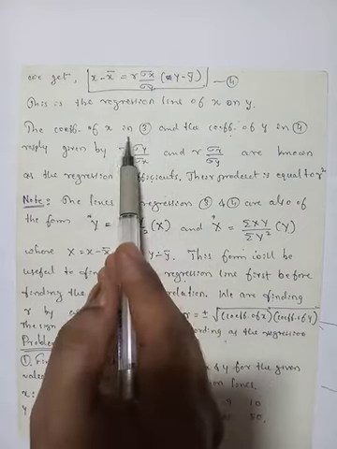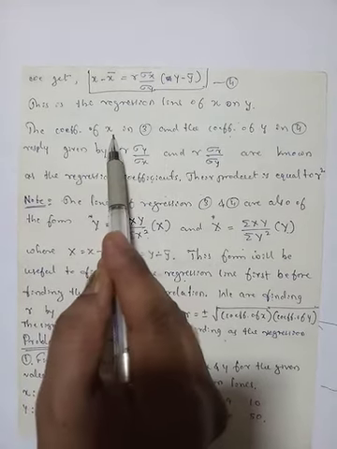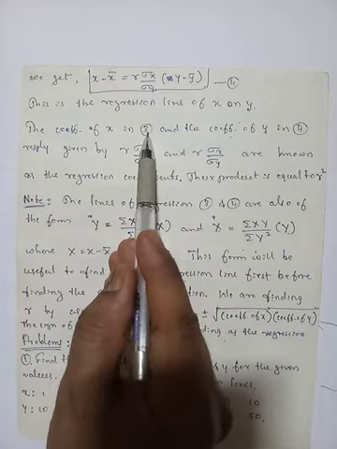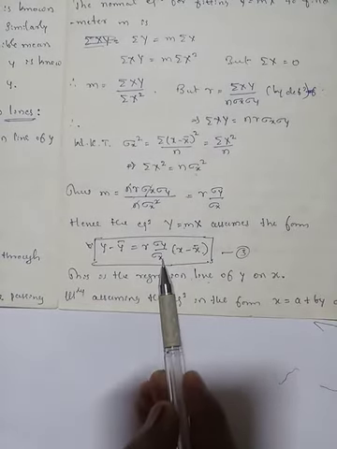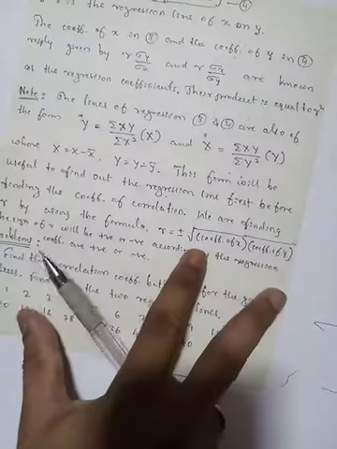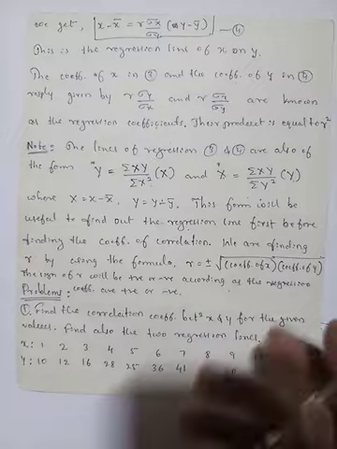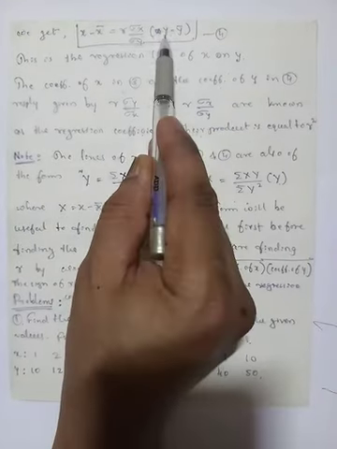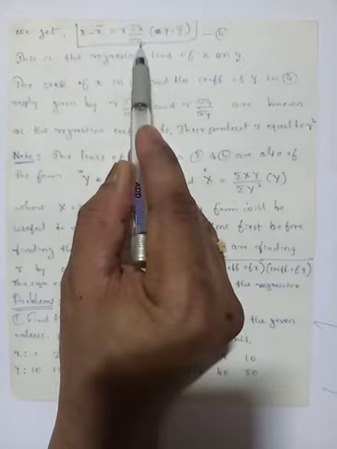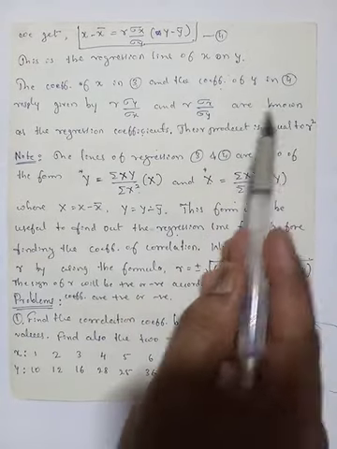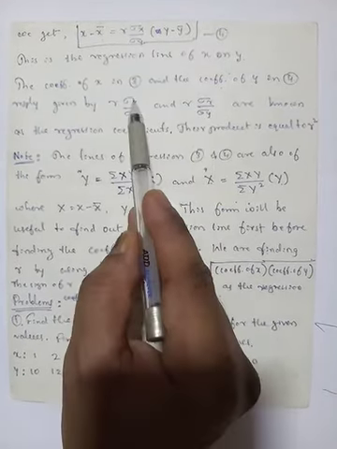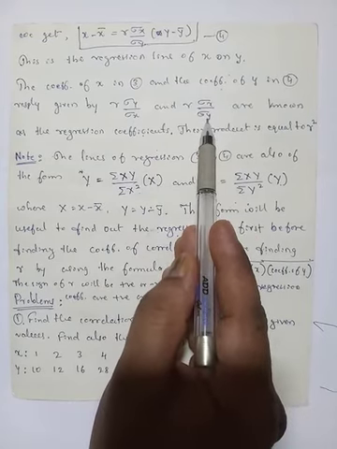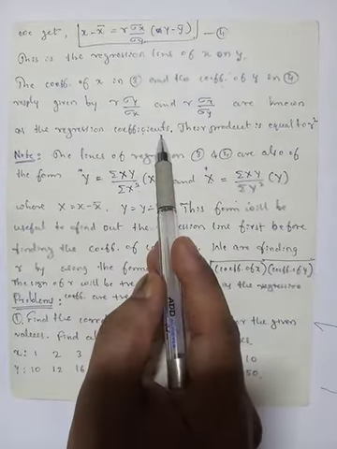Now one important point: the coefficient of x in equation 3 is r into sigma y by sigma x, and the coefficient of y in equation 4 is r into sigma x by sigma y. These are known as regression coefficients. So remember these two points, and don't get confused between sigma y by sigma x and sigma x by sigma y. Remember the regression coefficients properly.